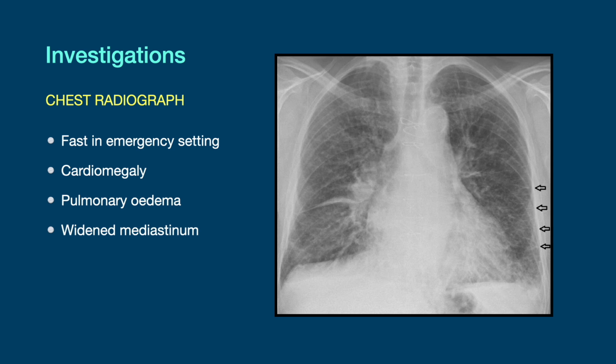Chest radiographs can be done fast in an emergency setting. Amongst the findings seen on a chest radiograph of one with acute coronary syndromes are cardiomegaly and pulmonary edema due to acute heart failure, or a widened mediastinum.